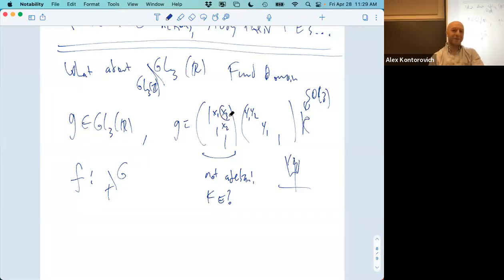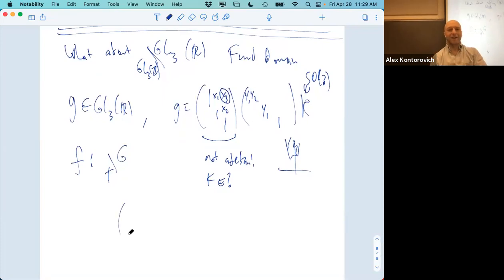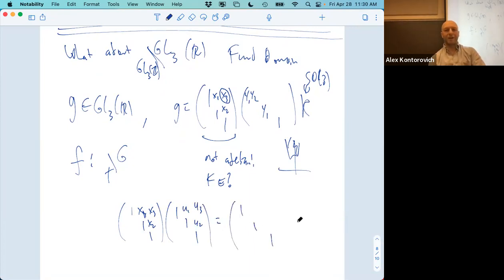Well, this part of it is abelian. Right? I don't know how much we played with the Heisenberg group. Not much. Okay. If I take the matrix with x1, x2, x3, and I multiply it by the matrix with u1, u2, u3, what do I get? So I get ones down the diagonal. Here I get an x1 plus u1, and x3.